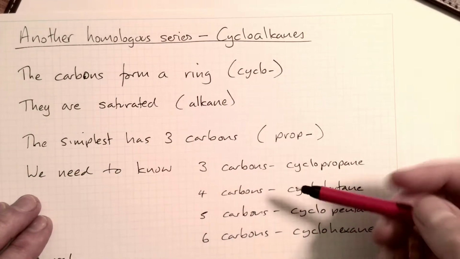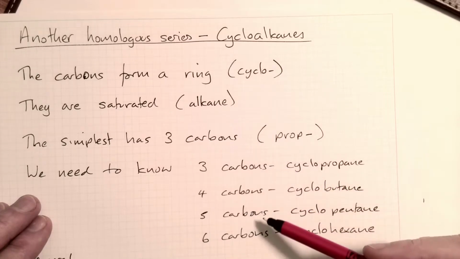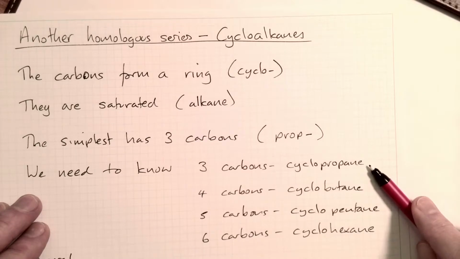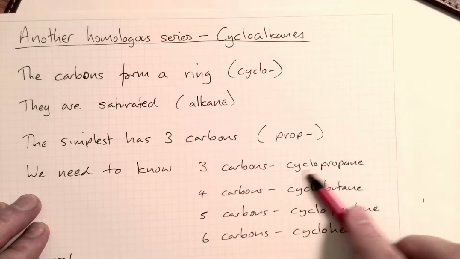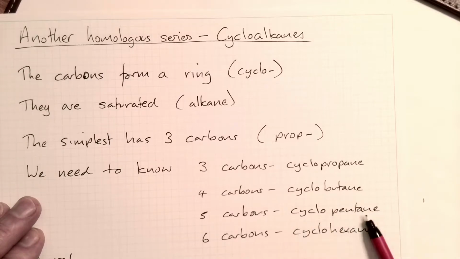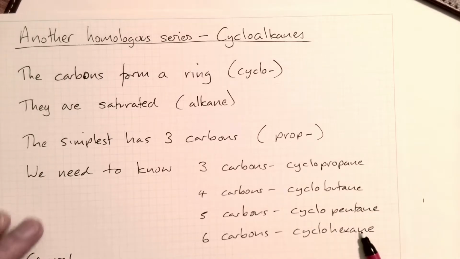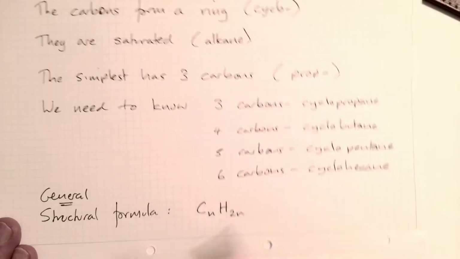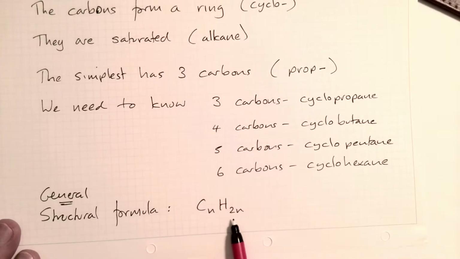We need to know about the 3 carbon version, the 4 carbon version, the 5 carbon version, and the 6 carbon version. And they are named just exactly the same way as before, except cyclo in front. So cyclopropane, cyclobutane, cyclopentane, cyclohexane. All right, and the general structural formula is CnH2n. We will come to that.